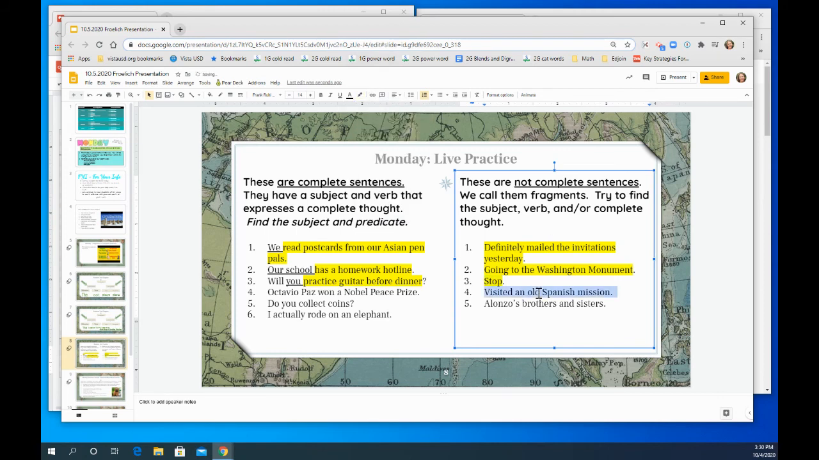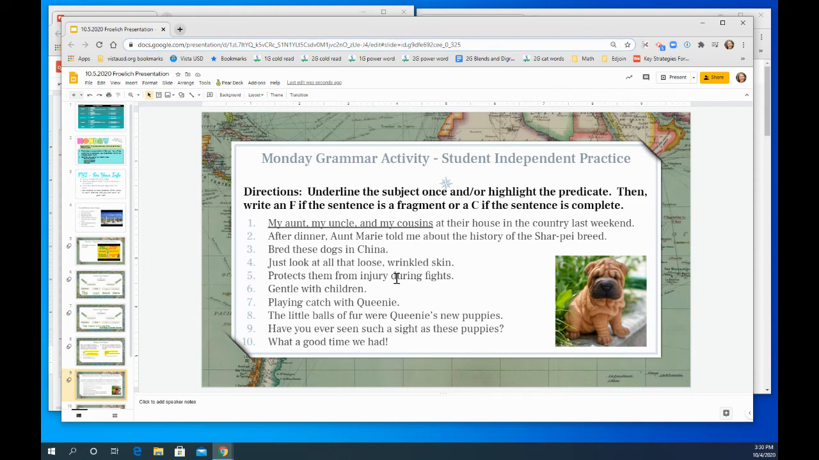We're actually going to skip the next one and look just at number 4. It says Alonso's brothers and sisters. So who or what is the sentence about? And what are they doing? I don't know what they're doing, right? It just has the who or what. It just has Alonso's brothers and sisters, and they're not doing anything. So this is a fragment, again, because it doesn't have the predicate. It's missing.